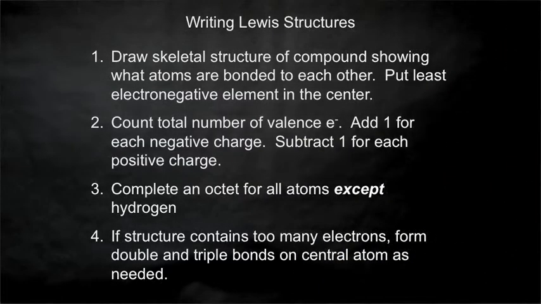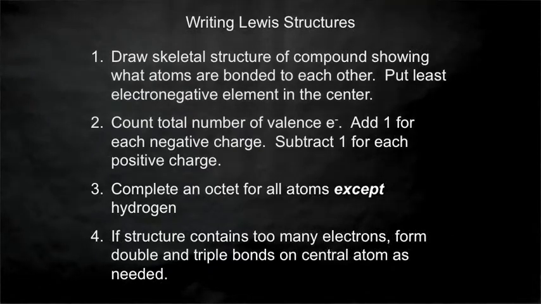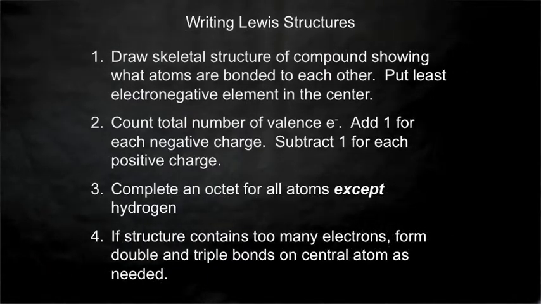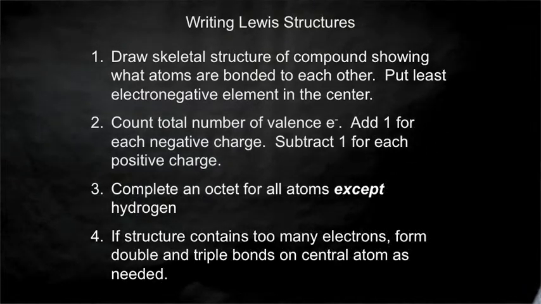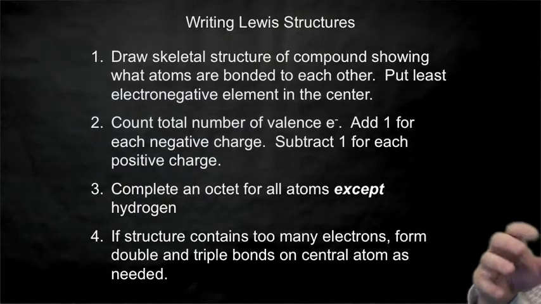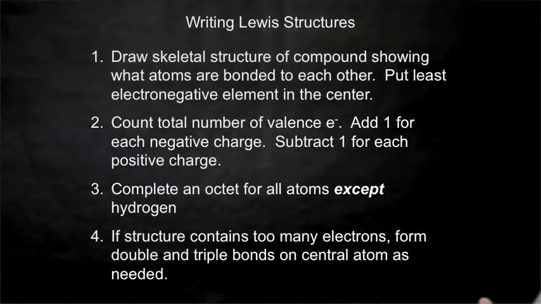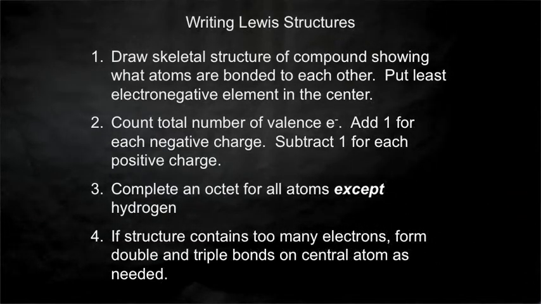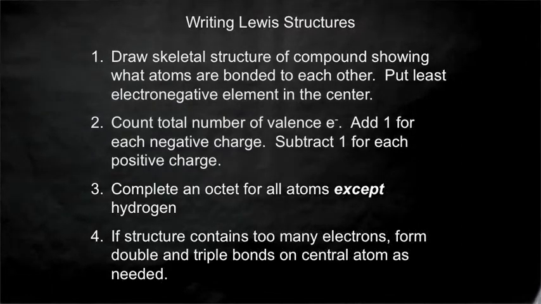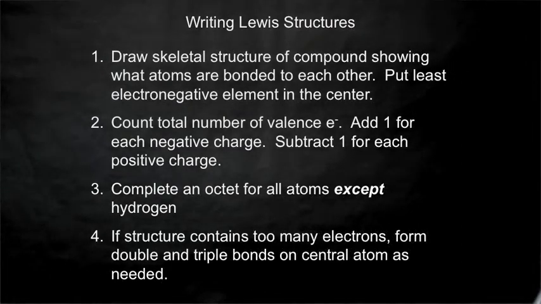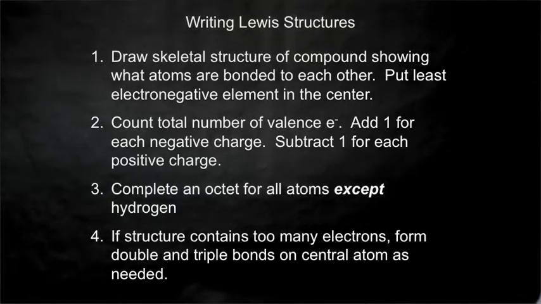So we're going to draw a skeletal structure of a compound showing what atoms are bonded to each other, typically putting the most electronegative element in the center. Around that, we will put all the other atoms. We're going to count the total number of valence electrons. If it's negatively charged, we'd add 1 for each negative charge. If it's positively charged, we'd subtract 1 from that number.